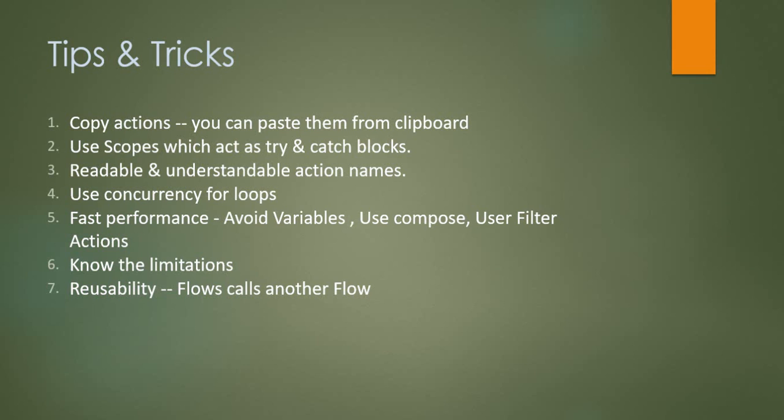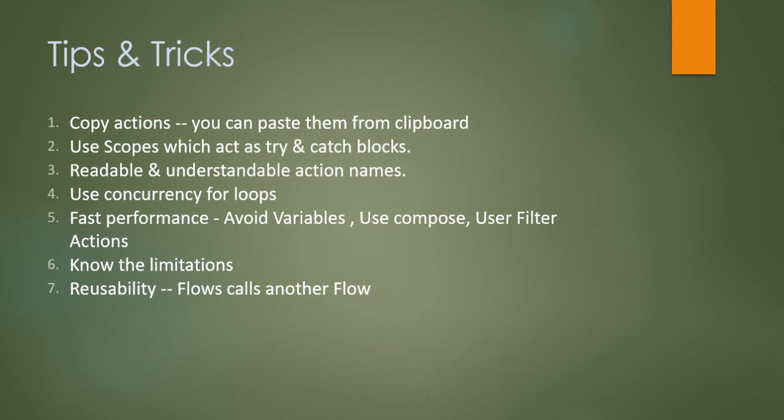The second is use scopes, which act as try and catch blocks. As I explained, scope does give us that flexibility. If something fails, then you should call some other set of actions, and if something succeeds, then you should do some other operation. And the third is readable and understandable action names. That means you should keep a simple name which is understandable, because if your flow gets more complex, then doing updates to it would be a pain. So it's better to name your actions per their behavior so that they can be easily identified.